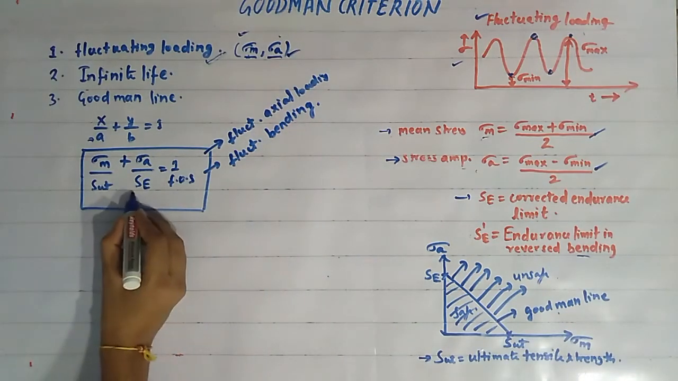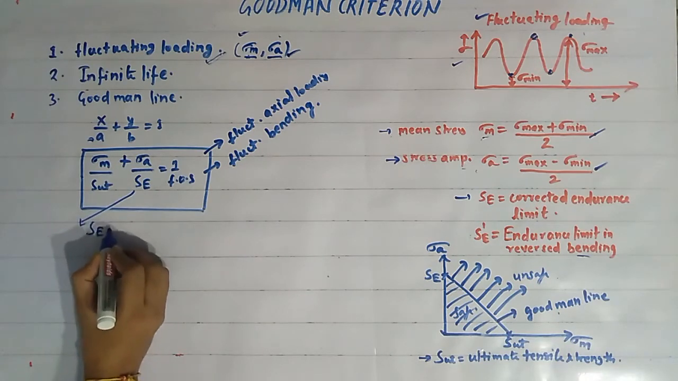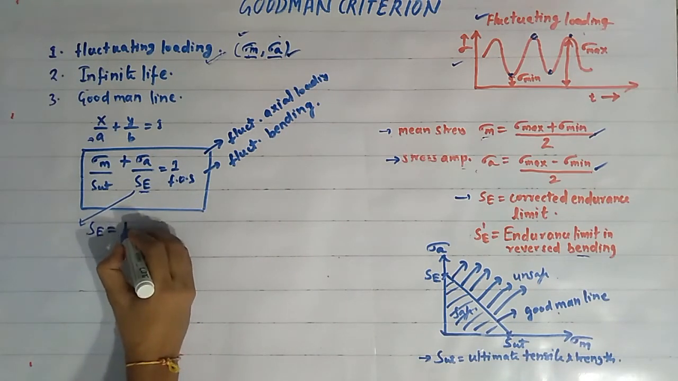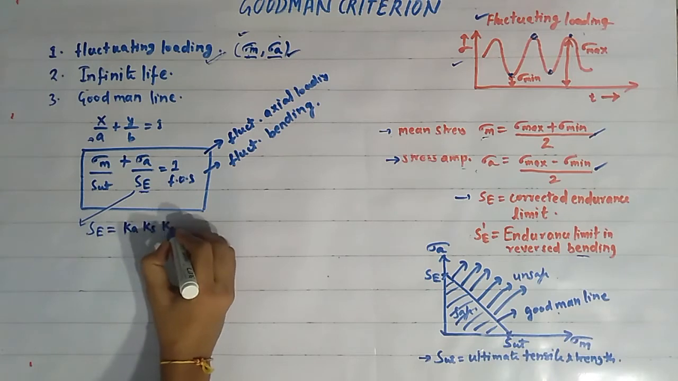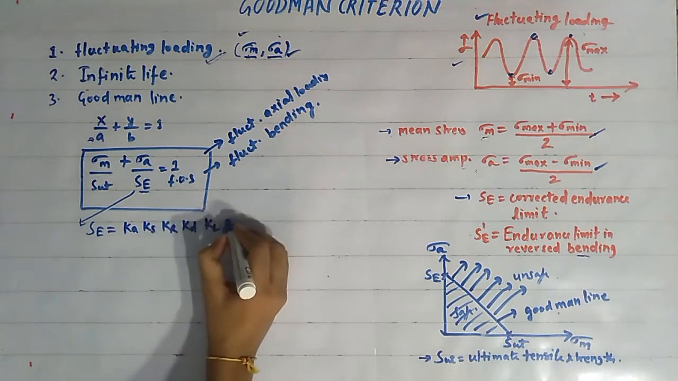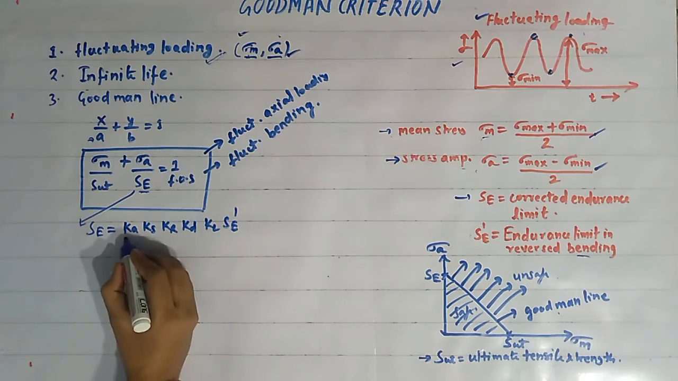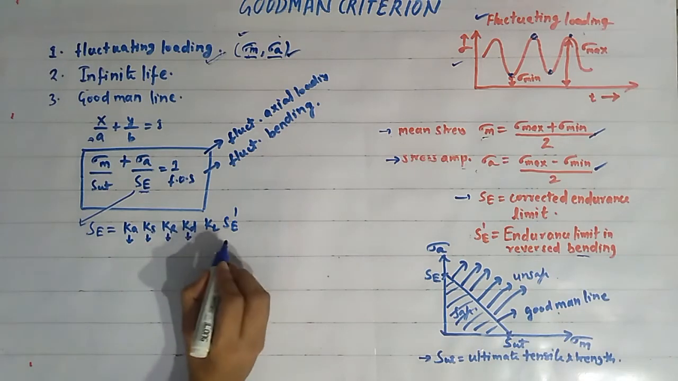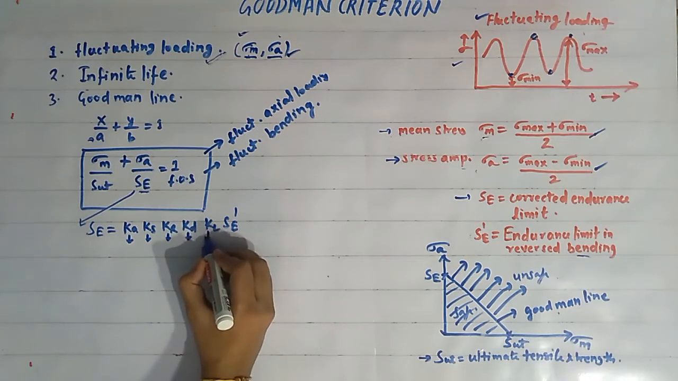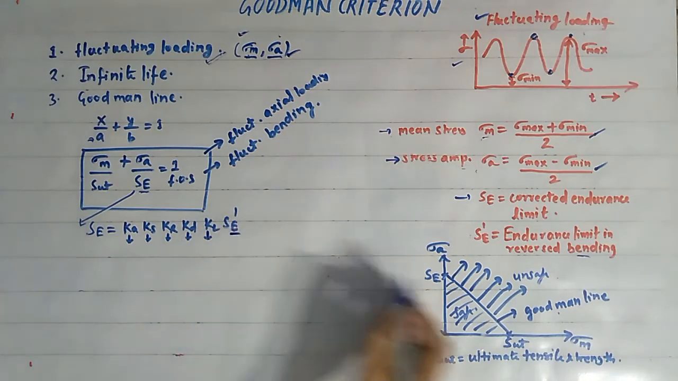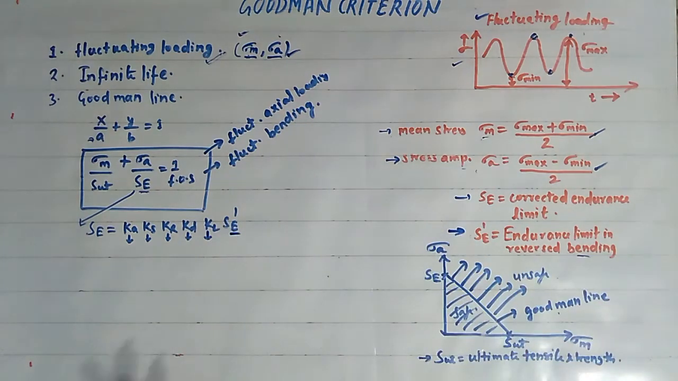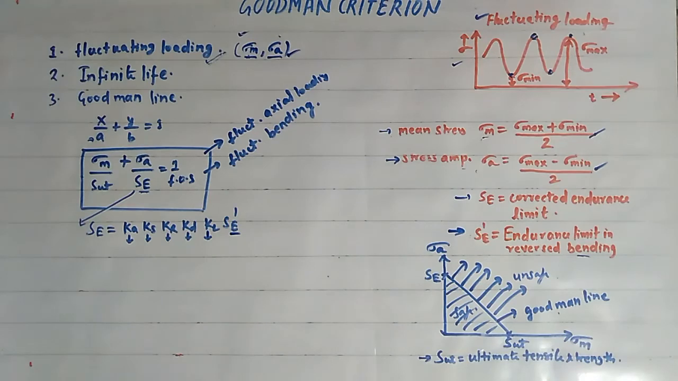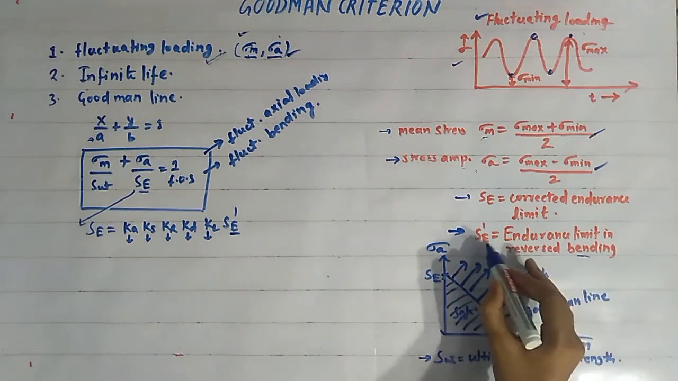Now let us see the important parameter, the corrected endurance limit. We know that the corrected endurance limit denoted by SE here is given as Ka, Ks, Kr, Kd, KL, SE dash. Here Ka is the size factor, Ks is the surface finish factor, Kr is the reliability factor, Kd is the modifying factor to account for stress concentration, and KL is the load factor, and SE dash is the endurance limit in reverse bending condition. Okay, that was obtained from the fatigue testing machine when the specimen was loaded in the fatigue testing machine, and the endurance limit obtained in that case is denoted by SE dash.